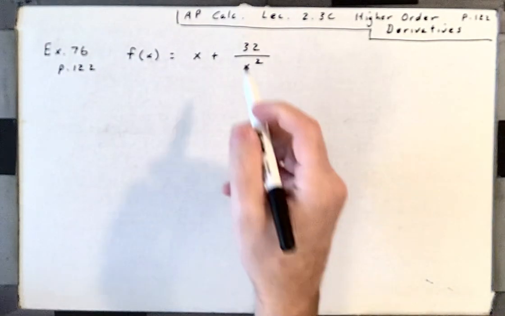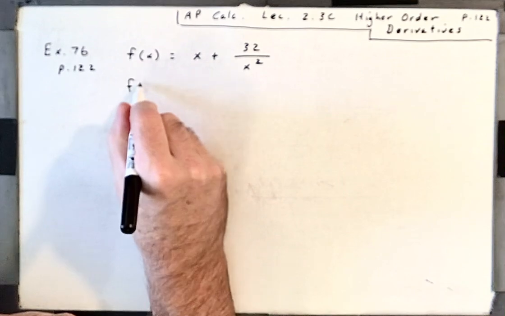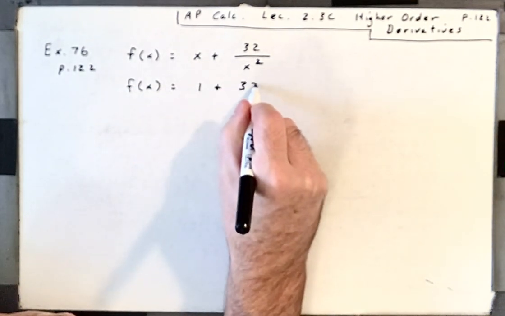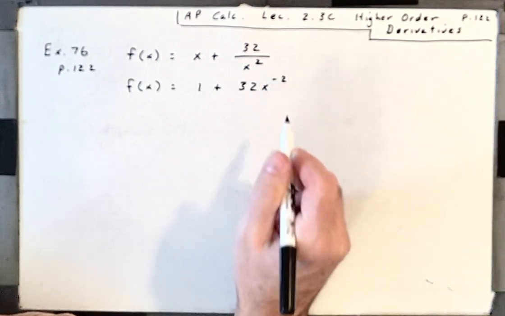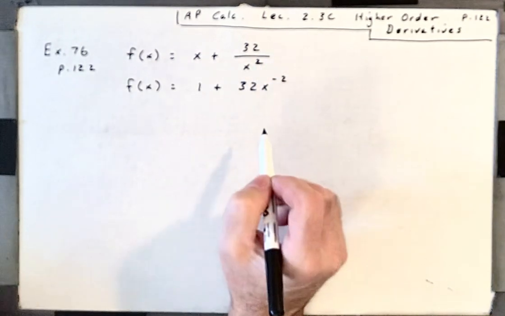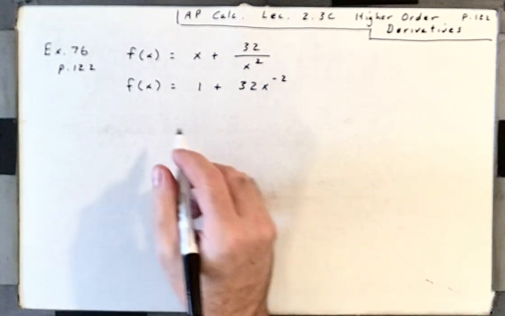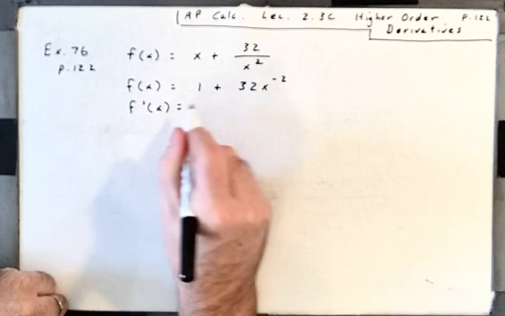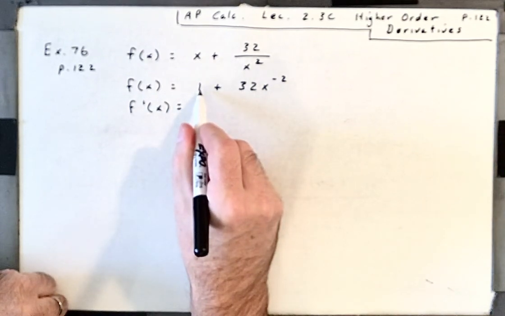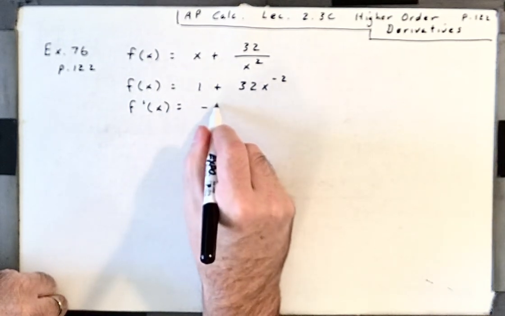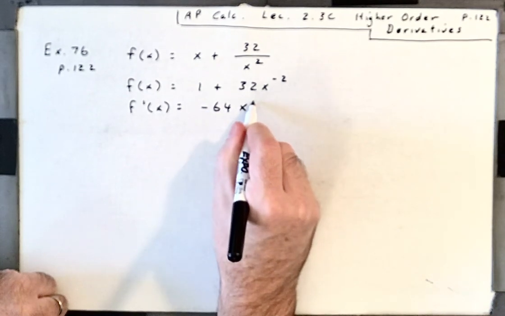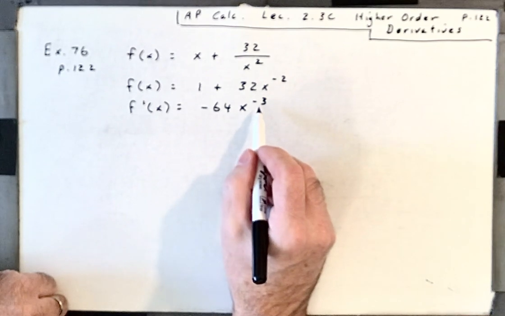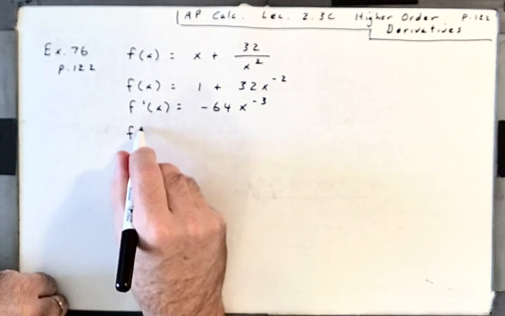Well, let's rewrite this to make it easier to find the first derivative. That's 1 plus 32x to the minus 2. Bring that x squared upstairs, make the exponent negative. Now we can get the first derivative, which we call f prime of x. The derivative of 1 is 0. And so this would be negative 64x to the minus 3. Now I'm not going to make the exponent positive yet. Let's wait until we take the second derivative.